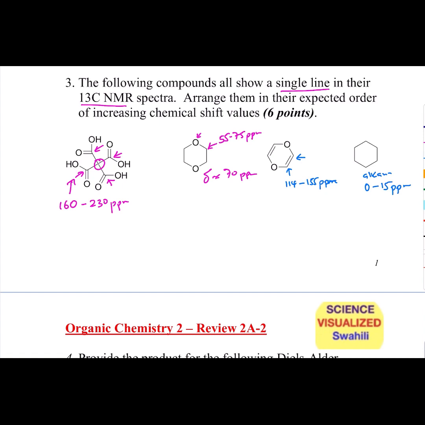So if you're going to arrange them in order of increasing chemical shift value, that will be number 1, and then number 2, number 3, and number 4. We're ignoring that structure. I did not pay attention to that when I was making these questions.